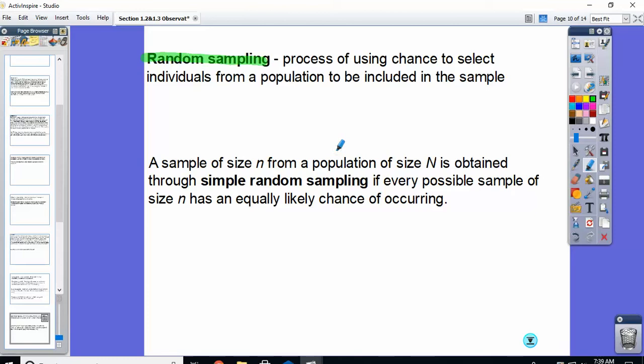There's equal chance of everybody being selected. It is random. It would be like if I want to select 4 volunteers from this class, I put all of your names in a bowl and I randomly draw one out. That is your random sampling.